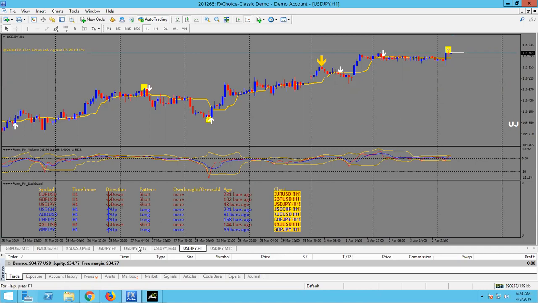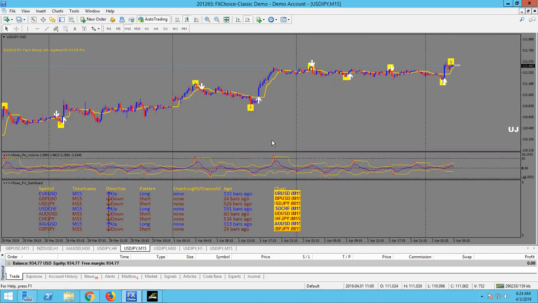But I have 4 different templates. Each one is the pin. Each one is just the way it came. I added the Agamat boxes on here so I can see if it's correlating with what Agamat is doing. So here is my 15-minute chart and my 7 pairs.